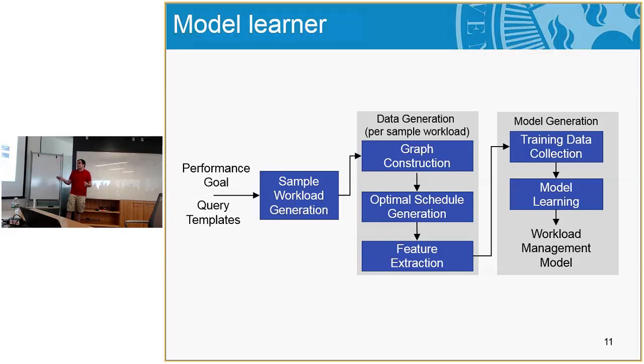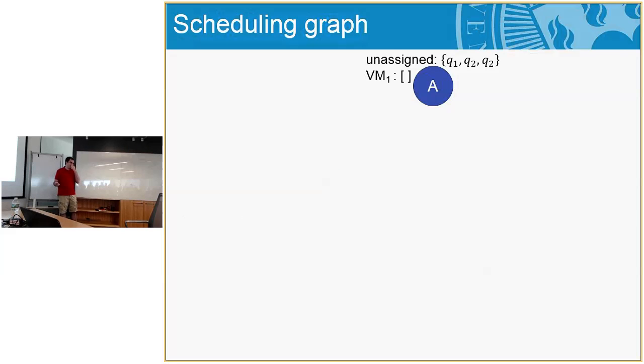So one of the most important components of this system is this graph, and once you understand that, the rest of it just sort of falls into place. So the basic idea is that you can represent resource provisioning, query placement, and query scheduling as a walk on a very, very large and complicated graph. So let's say that you have just 3 queries that you want to place, 1 query of type Q1 and 2 queries of type Q2.